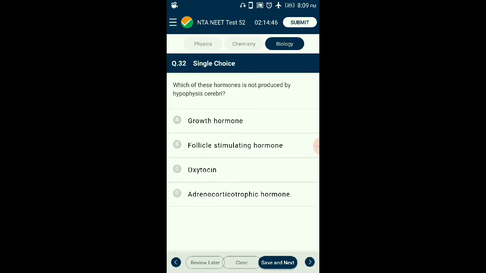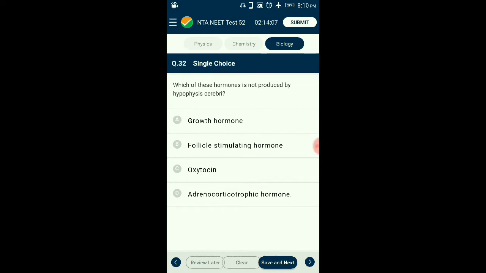Question number 32. Which of these hormones is not produced by hypophysis cerebri? The pituitary gland, generally called hypophysis cerebri, is divided into two parts, the adenohypophysis and neurohypophysis. The adenohypophysis consists of two parts, the pars distalis, also known as anterior pituitary, and pars intermedia. The anterior pituitary produces growth hormone, prolactin, thyroid stimulating hormone, adrenocorticotropic hormone, luteinizing hormone, and follicle stimulating hormone.